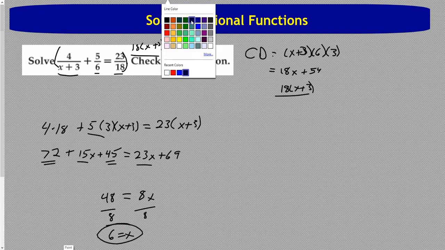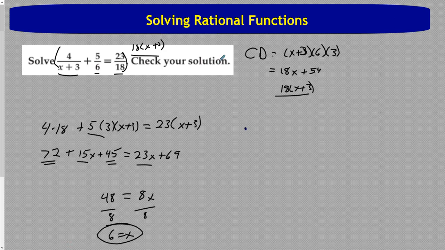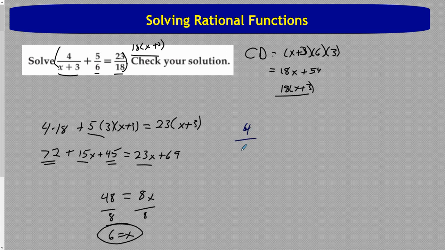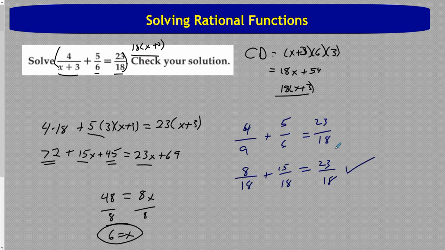So if we plug that back in to check, we're going to have 4 over x plus 3, or 9, plus 5/6 equals 23 eighteenths. 18 over here would be the common denominator. Multiply 9 by 2, multiply the top by 2, multiply 6 by 3, multiply the top by 3. 8 plus 15 is indeed 23 eighteenths, so it works. Okay, the big key here is we multiplied everything by our common denominator.